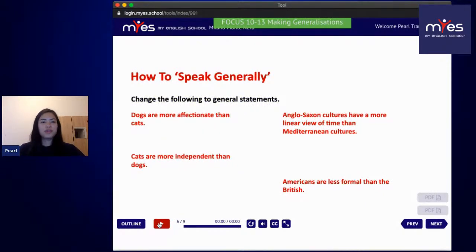All right, how to speak generally. Change the following to general statements. Dogs are more affectionate than cats. Cats are more independent than dogs. Anglo-Saxon cultures have a more linear view of time than Mediterranean cultures. Americans are less formal than the British. So these are statements without adverbials. Change these statements by adding an adverbial to make them a generalization.